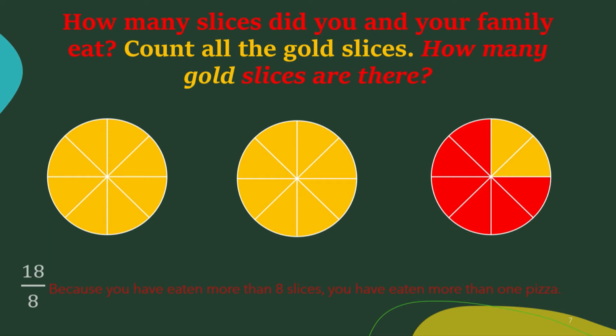So always look at just one unit of whatever you're using. However many pieces that's divided into, that's your bottom number. So you have 8 on the bottom, but you actually have 18 pieces that are shaded yellow.